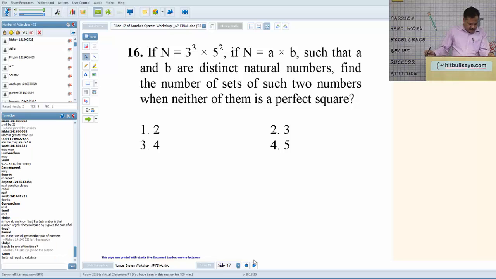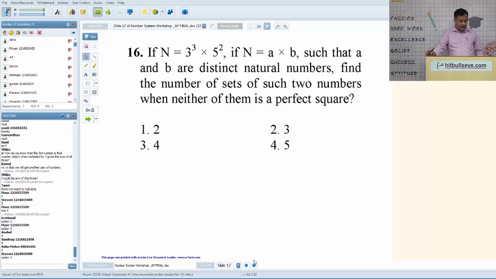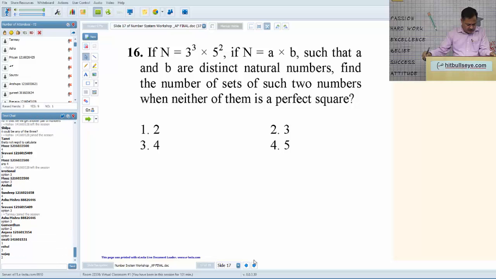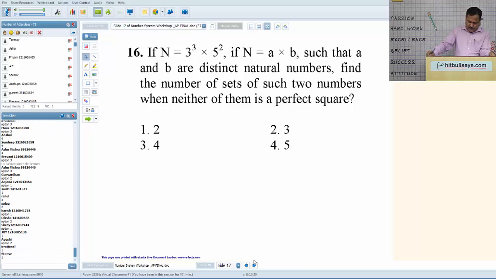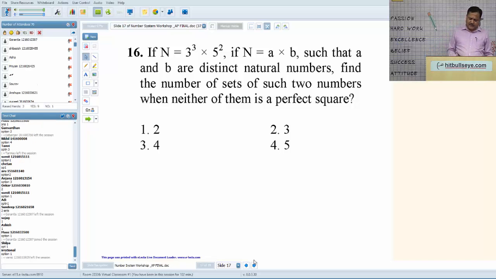So try this. So option 3, option 4. Please read the question carefully and then start trying this. So let us try this question.